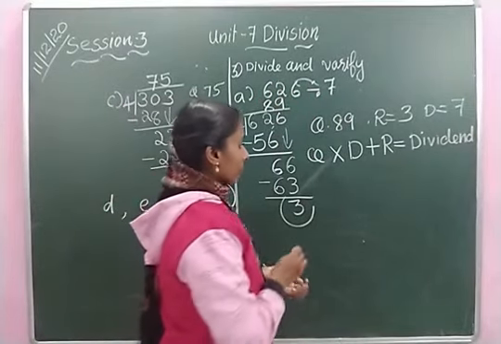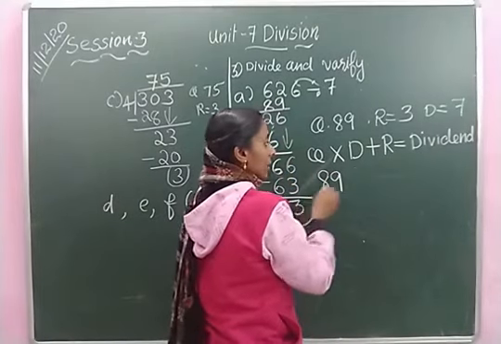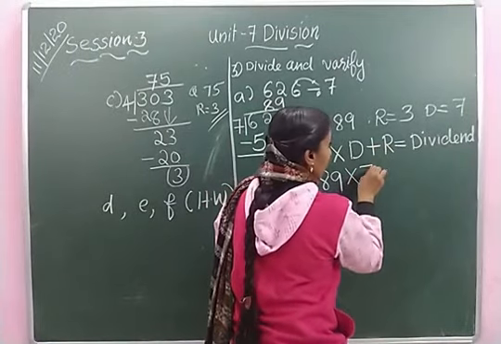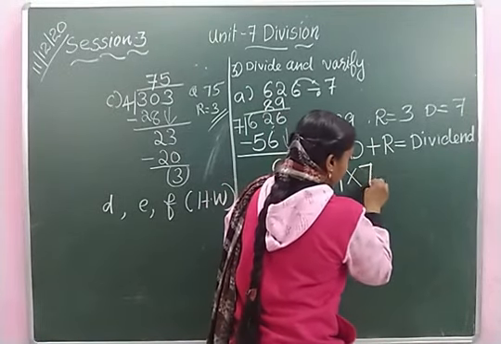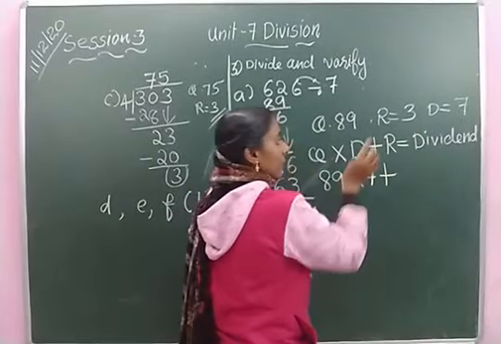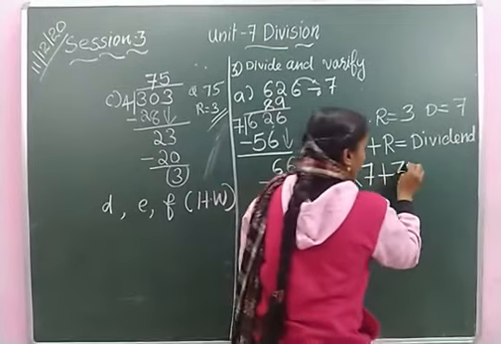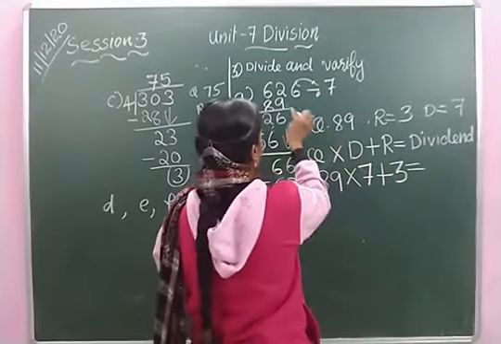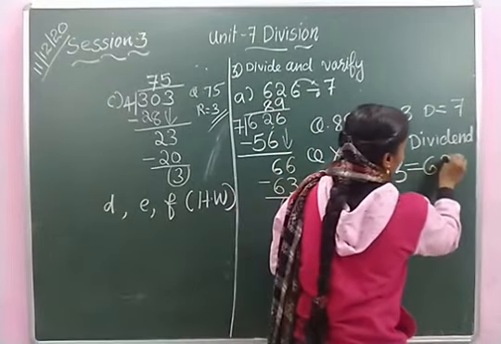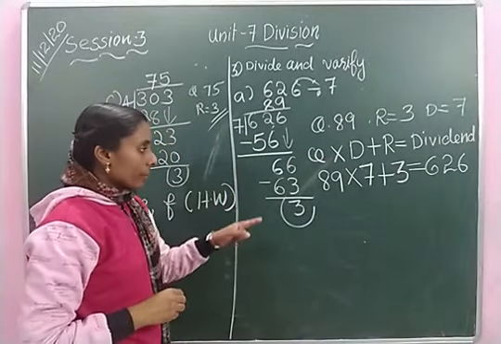Let's see here. What is the quotient? 89. 89 multiplied by the divisor, 7, plus the remainder, 3. Then according to our equation we should get the dividend. What is the dividend? 626. Let's see whether our answer is correct or wrong.